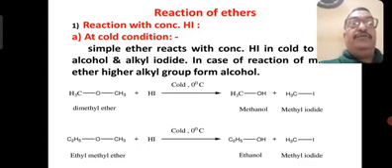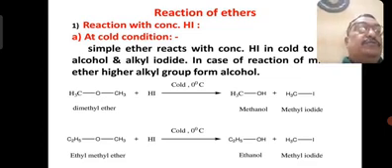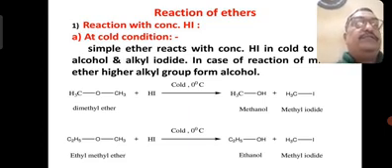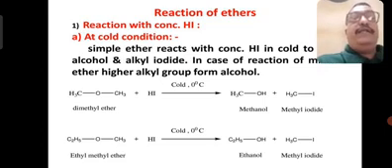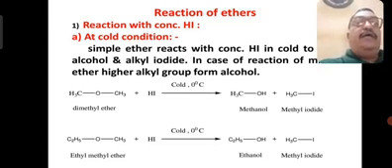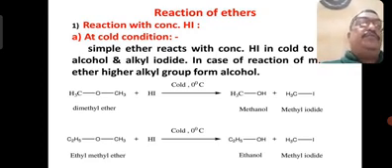Similarly, ethyl methyl ether when treated with HI at 0 degree centigrade forms ethanol plus CH3I, methyl iodide. So whatever the reaction product is, it is nothing but a preparation of alcohol also. In general, in cold condition, hydrogen iodide at 0 degree centigrade treated with ether gives formation of alcohol and alkyl iodide.